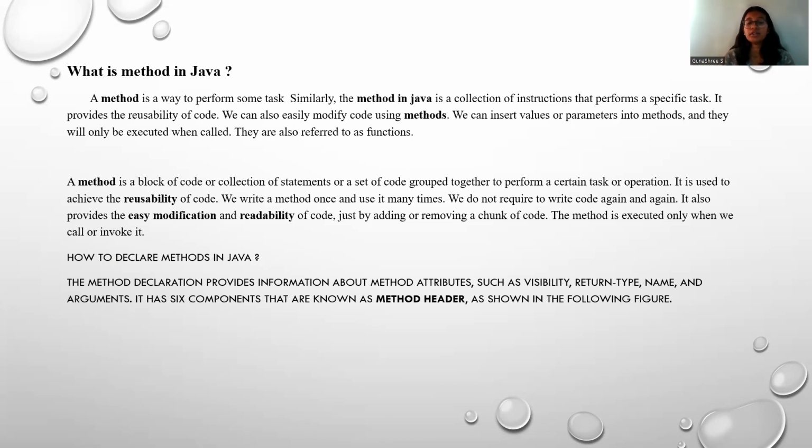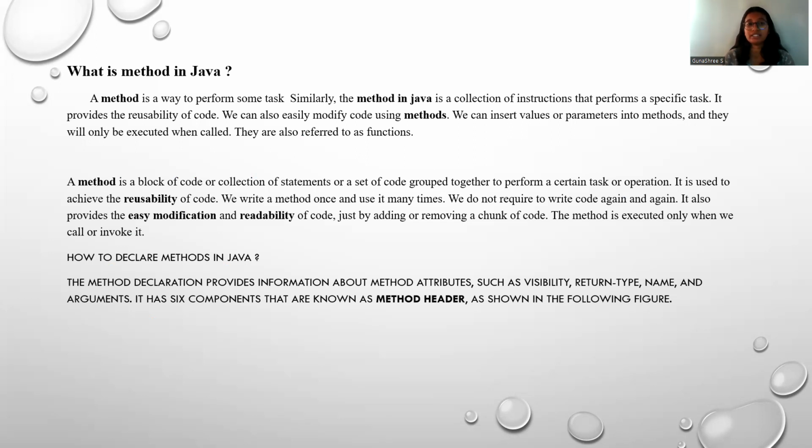A method is a block of code or collection of statements or a set of code grouped together to perform a certain task or operation. It is mainly used to achieve reusability of the code. That is, once we write a method, we can use it many times. We do not require writing the code again and again. It also lets the user easily modify the code and improves readability just by adding or removing specific parts of the code. Whatever method we specify will only be executed once we call or invoke it.